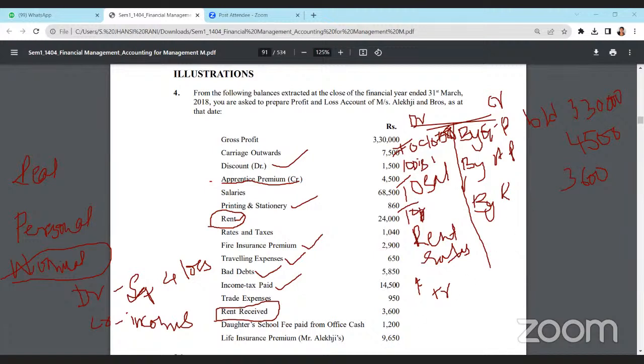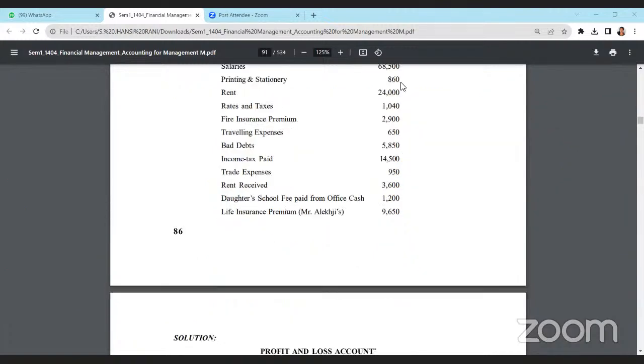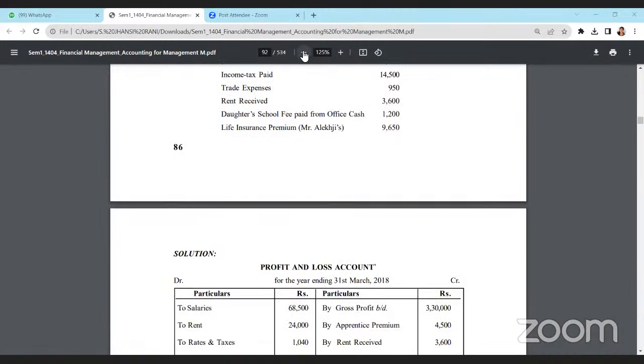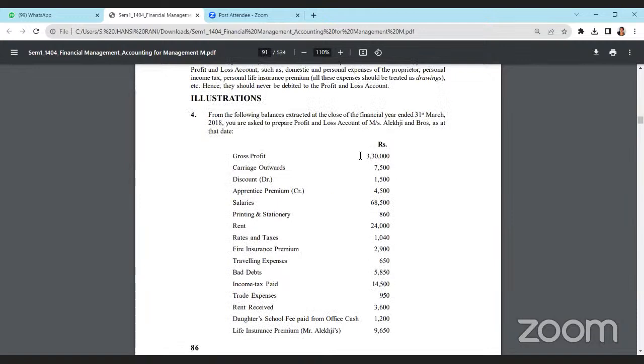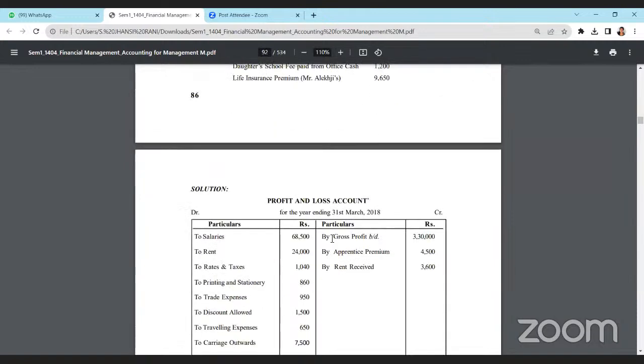Next, life insurance premium, Mr. Alexi. So this is the life insurance premium paid, a personal thing. So whatever difference we get is called either net profit or net loss. So let's look at here. You can look at the solution, the same as mentioned over here. Gross profit is written on the credit side. So you can look at here, gross profit on the credit side.